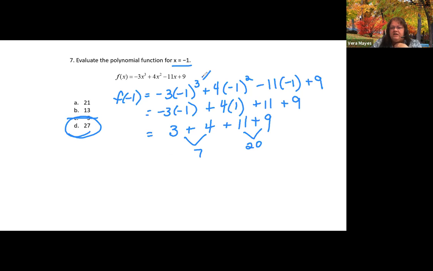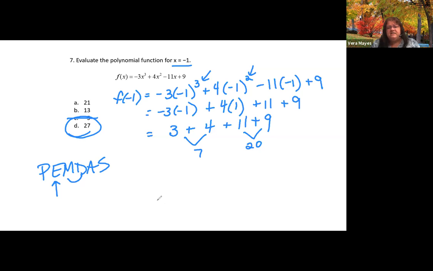This is the tricky part, knowing, do I do the exponent first or the multiplication first? You've probably all talked about PEMDAS, right? So that exponent comes before any multiplication or division. All right, any questions on this one?